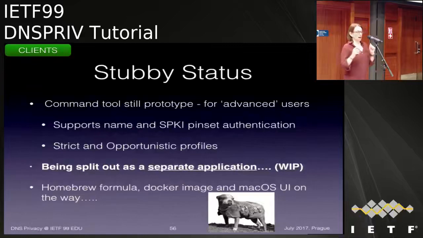A word of warning, we are actively working on evolving Stubby, and some of this work happened at the hackathon this weekend. We're going to separate Stubby out. At the moment, it's basically a tool that comes with the GetDNS library when you install it. We're separating it out to be its own standalone application. We're rewriting the documentation, redoing all the packaging, etc. So if you go and look at information related to Stubby, it probably will evolve in the next few weeks as we do all that work.